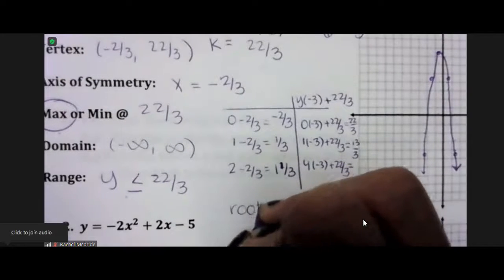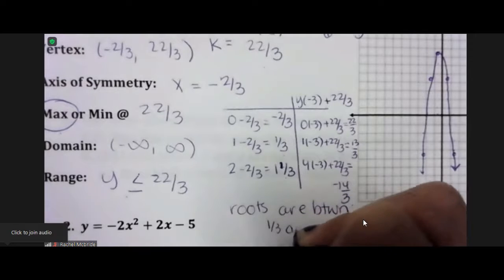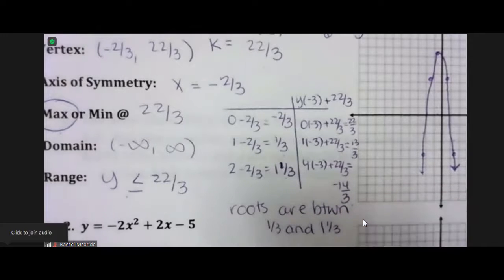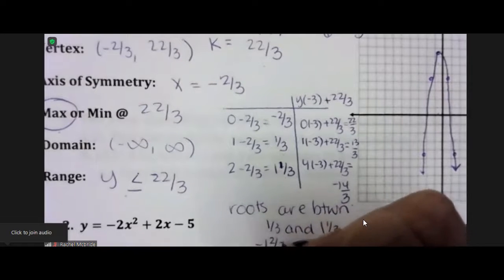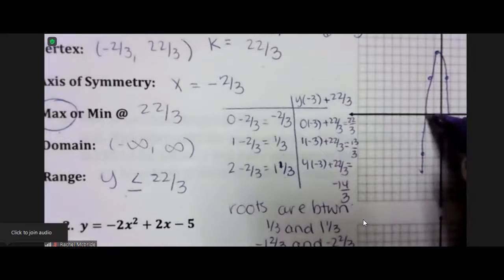If you created this table and I asked you for the roots, then you would say your roots are between 1/3 and 1 1/3, as well as in the opposite direction, which would be like negative 1 minus 2 thirds, which would be negative 1 2 thirds, and negative 2 2 thirds, which is the point you're seeing right here and right there.